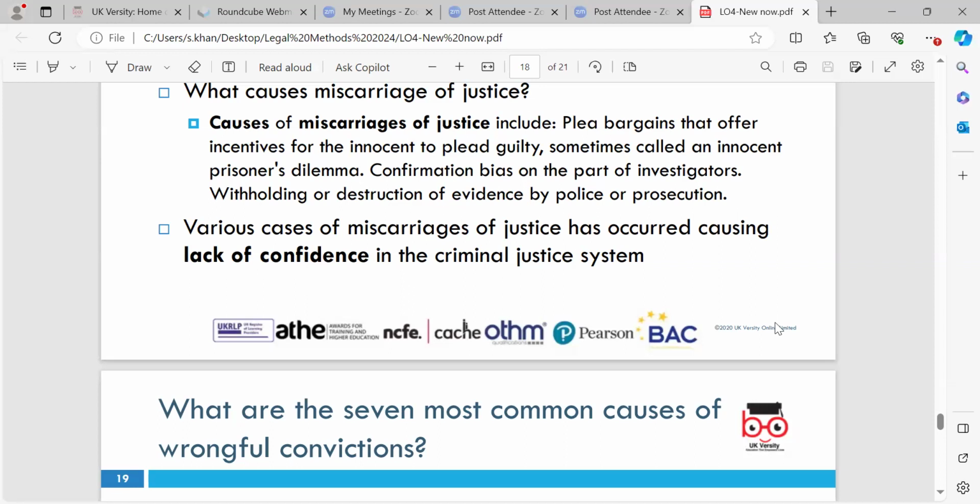The Criminal Cases Review Commission, referred to as the CCRC, are the ones that investigate miscarriages of justice in England, Wales, and Northern Ireland. And if anyone thinks that they've been wrongfully convicted of a criminal offence and they've lost their appeal, they are allowed to apply to the Criminal Cases Review Commission.